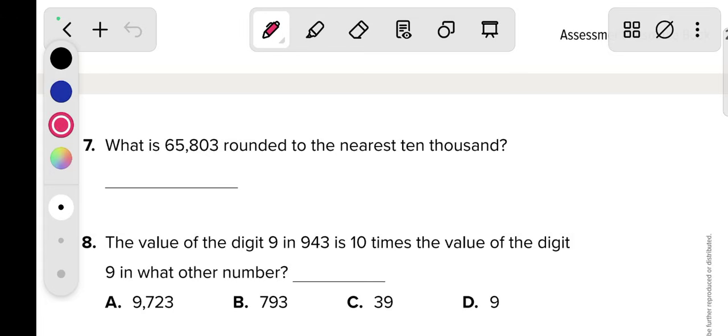What is 65,803 rounded to the nearest 10,000? How can we round it? So easy for us. Where is 10,000? Ones, tens, hundreds, thousands, 10,000. The 6 here is 10,000. Look at the number after the 6. It's a 5. Is 5 a happy number or a sad number, a rich number or a poor number?